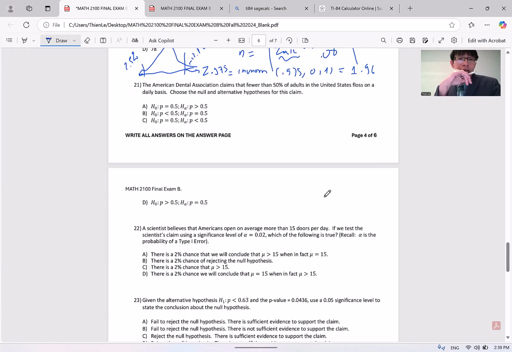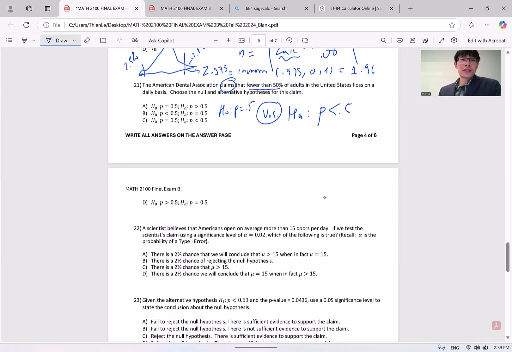The American Dental Association claims that fewer than 50% of adults in the US floss on a daily basis. Okay, so what are the claims here? The keyword we look at is percent, which means proportion. And fewer than, okay. So your HA should be p less than 0.5.